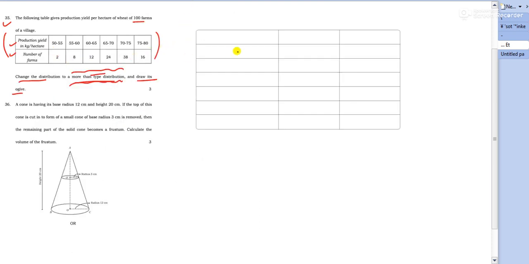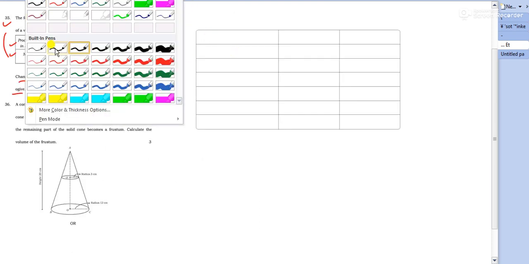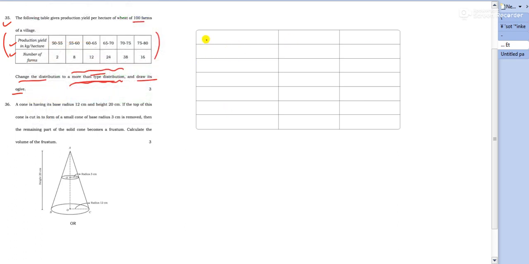Okay, see what you have to do. First you have to draw this table. Here you have to write the same thing whatever they have written: production yield, I am writing in short form, production yield in kg per hectare. Here you have to write again number of farms, that is frequency, in bracket you can write F, and here you have to write cumulative frequency, CF, in bracket you can write.